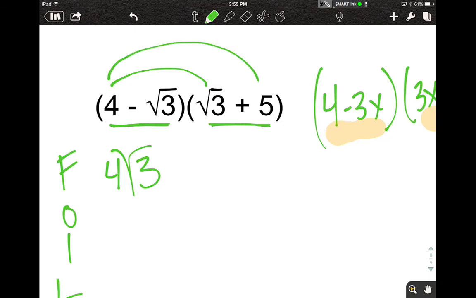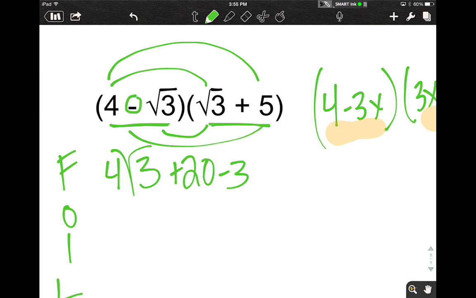The outers are going to be 4 times 5 is 20. The inners are going to be here. Square root of 3 times the square root of 3 is the square root of 9, which is actually just 3. Okay, maybe you've noticed that when you do the square root times itself, you end up getting that number without the square root, because square root of 3 times the square root of 3 has to be square root of 9, which is eventually 3 itself. Okay, so I am going to subtract 3 when I do the inners. Subtract because I have a negative there.